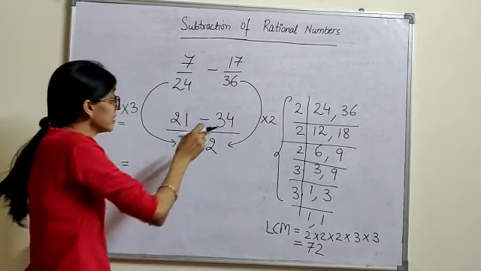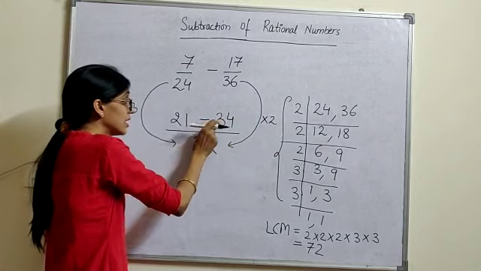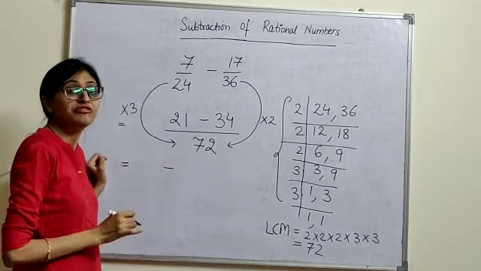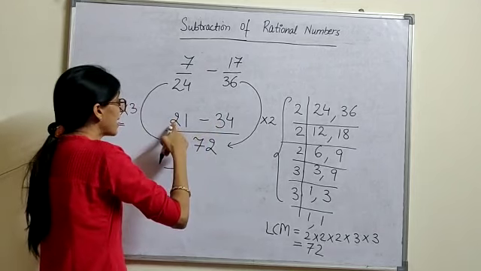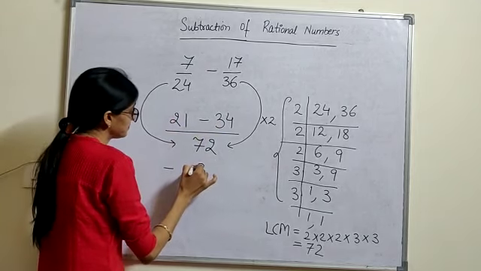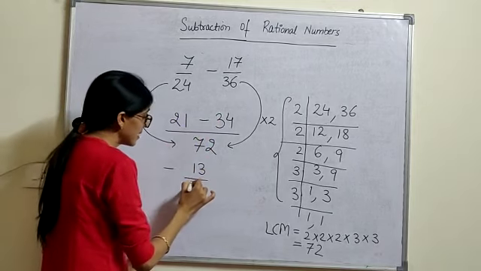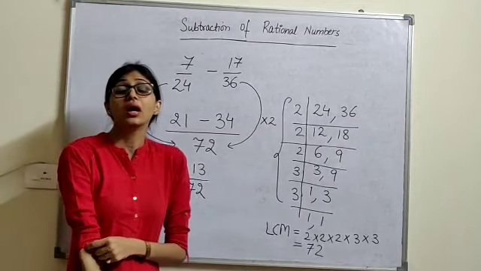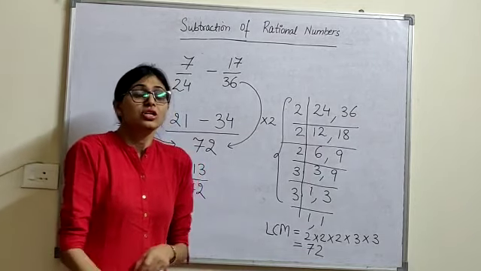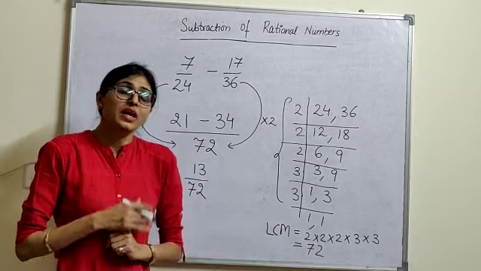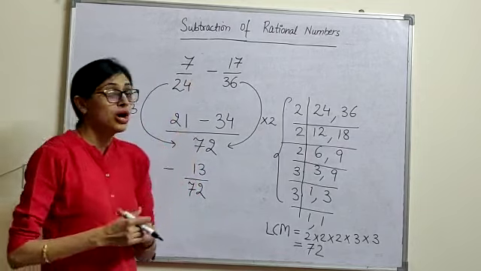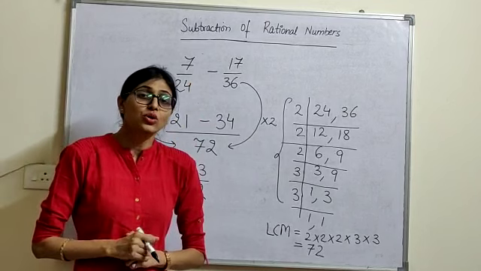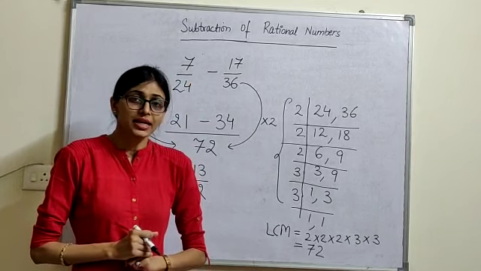21 is a smaller number. 34 is a bigger number. And 34 is having the sign minus. So minus will come in the front. What is 34 minus 21? Minus 13 by 72. This will be your answer. So in this way you can solve multiple questions based on addition and subtraction of rational numbers. I hope the topic is clear to you. Thank you very much.